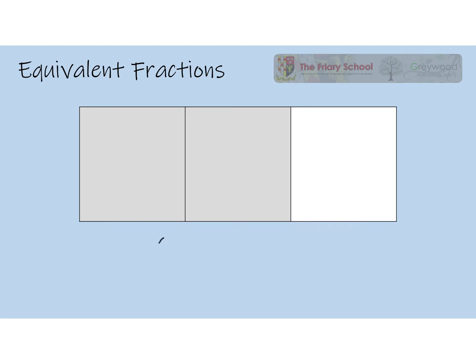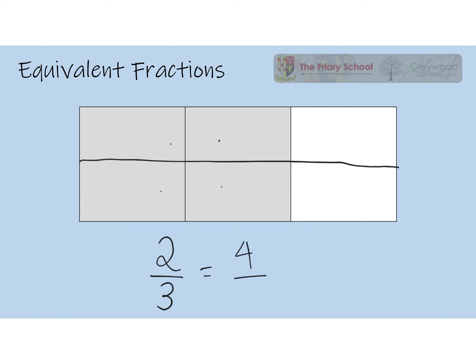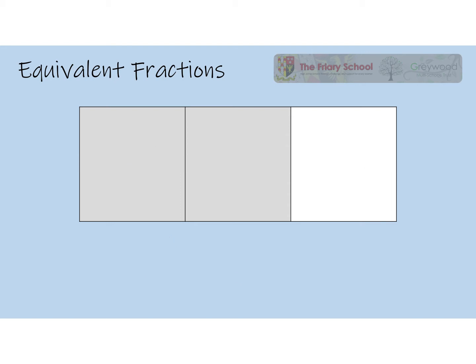So here I have 2/3, but if I wanted to split all of those pieces into 2 pieces, I could draw this line across here. And now I have 1, 2, 3, 4 pieces out of 1, 2, 3, 4, 5, 6 in total. So 2/3 is equal to 4/6. But I could have done that in a different way as well. So I could have split each of those pieces into 3 more pieces by drawing these lines here.